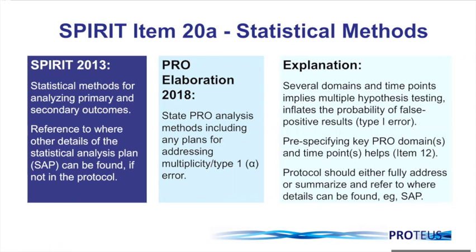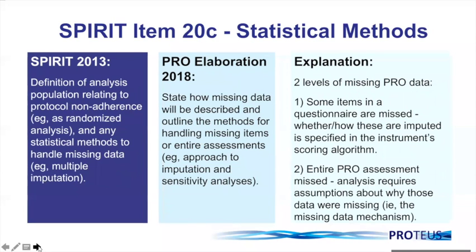So protocols should either fully address these issues or summarise them, or provide a summary version of them and refer to where details can be found, typically in a statistical analysis plan. And there may even be a specific SAP for the PROs. Item 20C, also statistical methods.